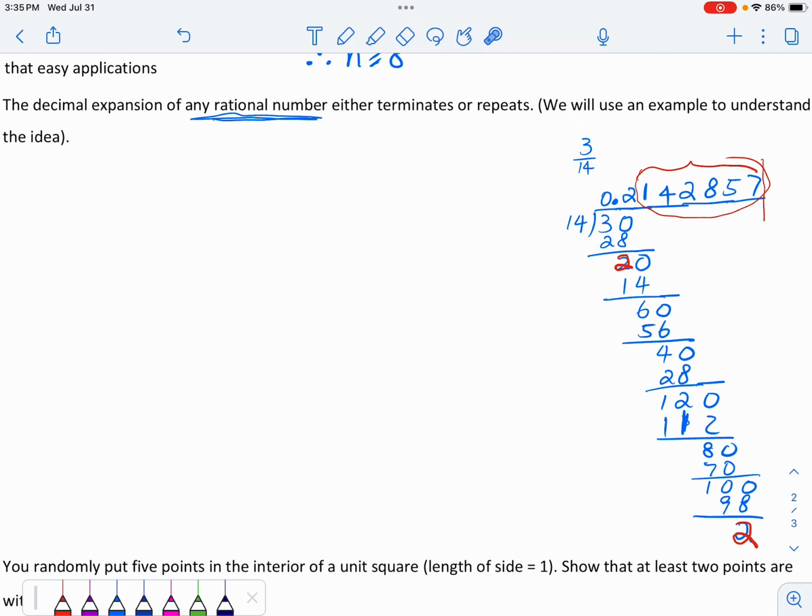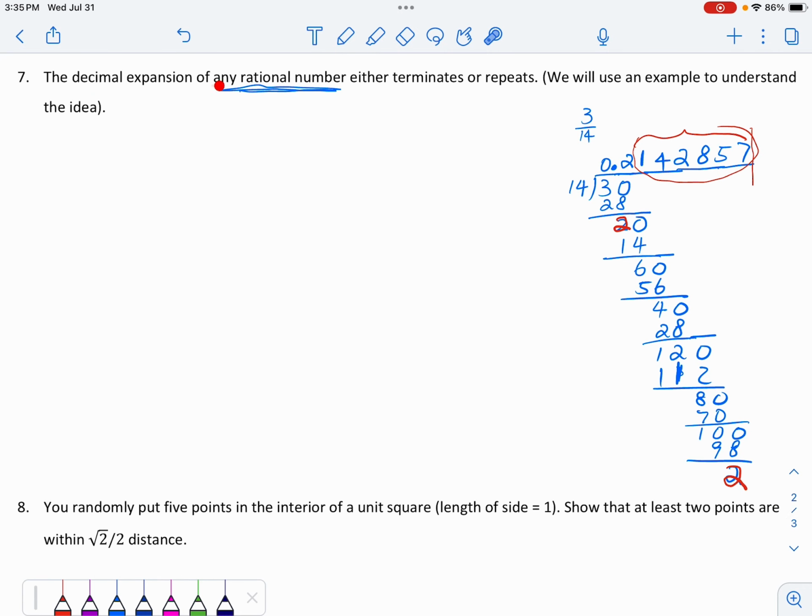Now let's actually prove that the decimal expansion of any rational number either terminates or repeats. Here's the proof. Consider A divided by B. For convenience, let's assume A is less than B, and we also assume they're both positive. Now, how do we apply the pigeonhole principle?